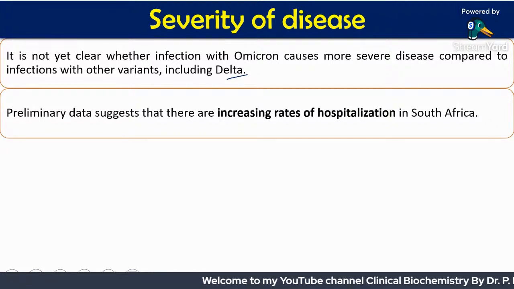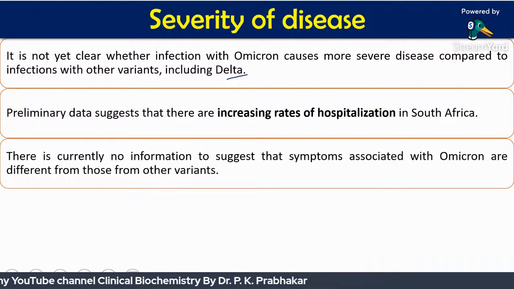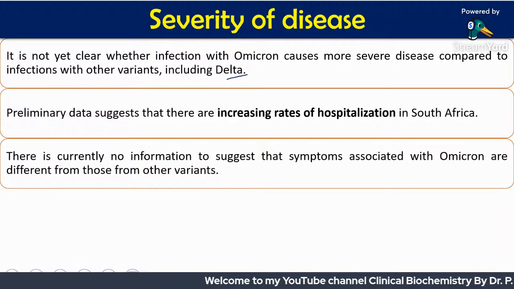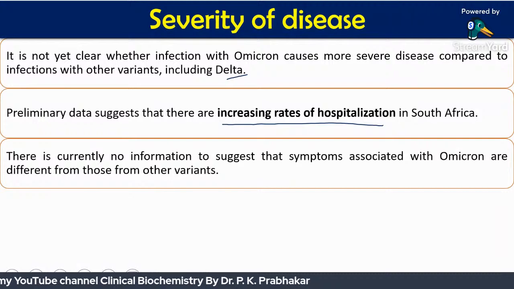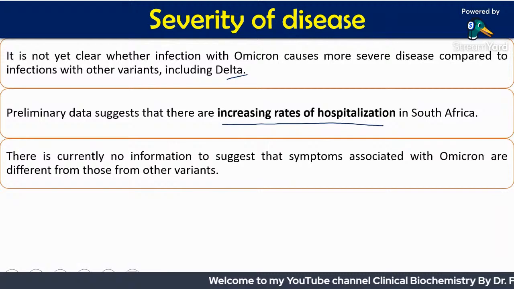Preliminary data suggests that there is an increased rate of hospitalization in South Africa, but this may be due to the increased overall number of people becoming infected rather than a result of the specific infection with Omicron. So the rate of hospitalization has increased, but we don't know whether this is due to the overall number of infections, or because of the specific infection with Omicron. So that has to be confirmed.